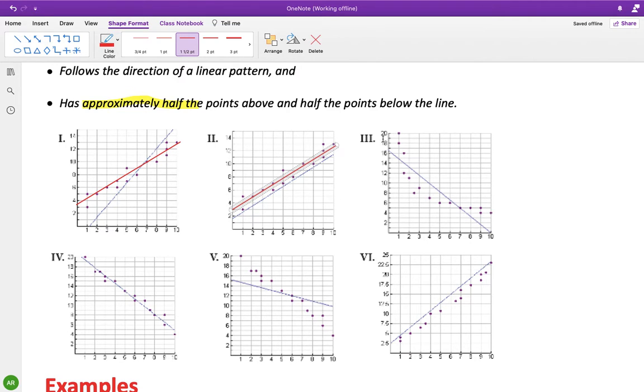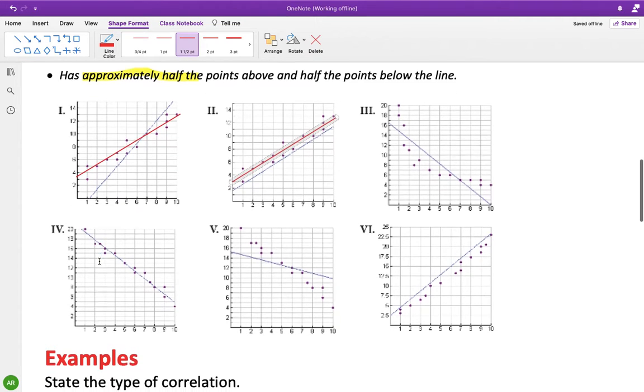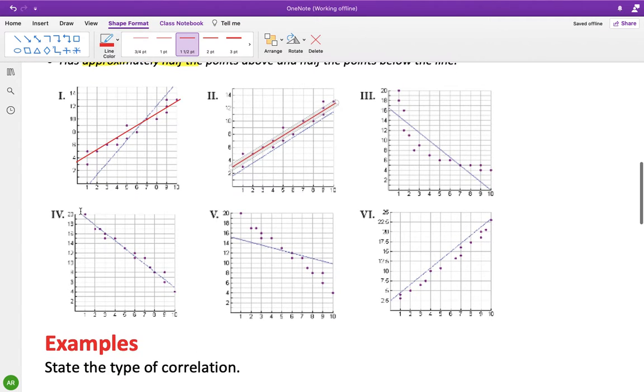Okay, three here actually wouldn't work at all because it's not even a linear pattern, it's an inverse variation pattern. So it doesn't really make sense to put a line in there in the first place, right? If it's not linear. Example four is actually a good example of a line of best fit. You notice it's following the pattern of the data and the points are about 50-50. So this is a good example. It's kind of what we'd expect.